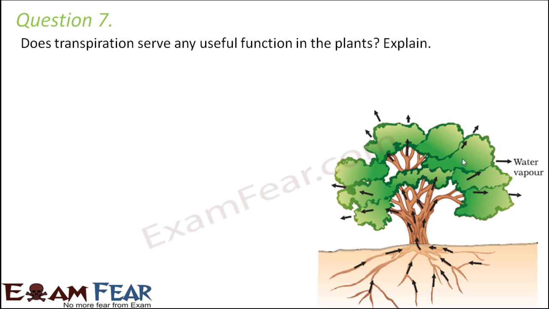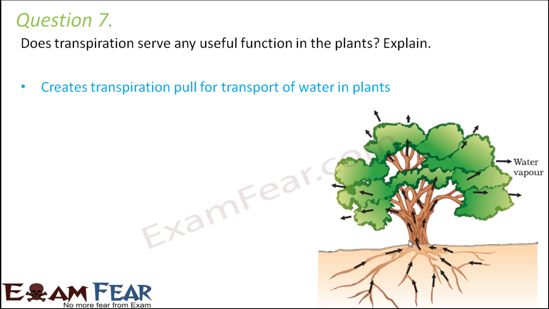Question number 7. Does transpiration serve any useful function in the plants? Yes, of course. As we have been learning for quite some time, due to transpiration, the transpiration pull is created, because of which the transport of water takes place in the upward direction. Transpiration is the loss of water from the leaves of a plant due to evaporation. When the leaves lose water, the concentration of water here decreases. The concentration of water at the bottom is more because soil contains a lot of water which is absorbed by the roots. So this creates a pull, because of which water tends to move in the upward direction. That's how it helps in transport of water, by creating a transpiration pull.